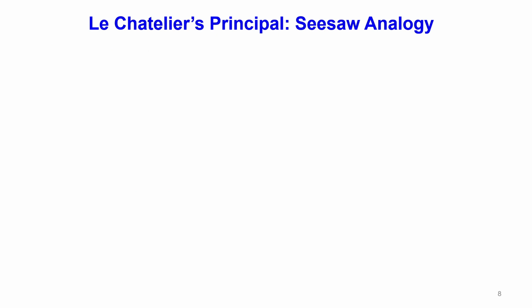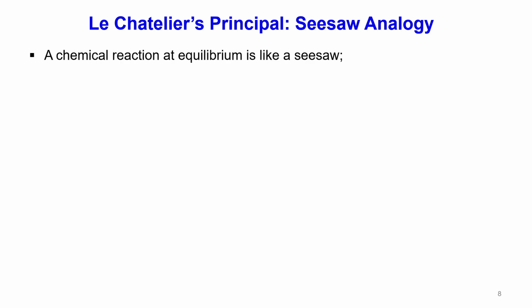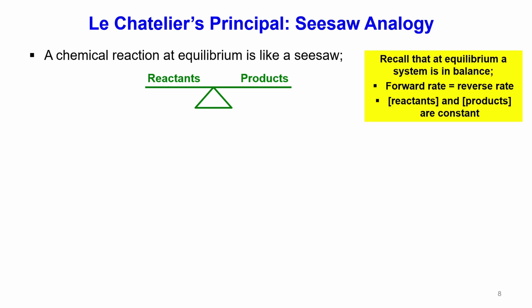So, for Le Chatelier's principle, we can use the seesaw analogy. Kita gunakan analogi jongkang-jongkit. So, a chemical reaction at equilibrium is like a seesaw. Okay, dia seperti jongkang-jongkit. So, when it is at equilibrium, the reactants and products are equal. Recall that at equilibrium, a system is in balance. Okay, pada keseimbangan, sistem adalah seimbang. So the forward rate and the reverse rate are equal and the concentrations of reactants and products are constant.